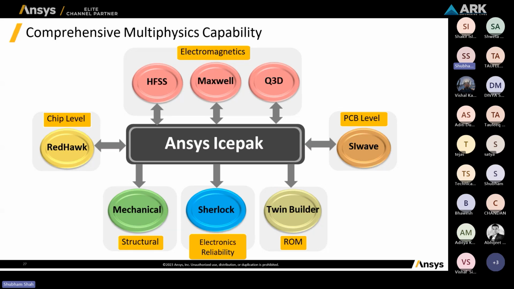So your heat data, the temperature data, will be taken as an input in Mechanical, and it will show you how the temperature is deforming or not deforming your structure with respect to the temperature input which you have taken from the Icepack. So again, Twin Builder is there when you want to go with the full system level of assembly.